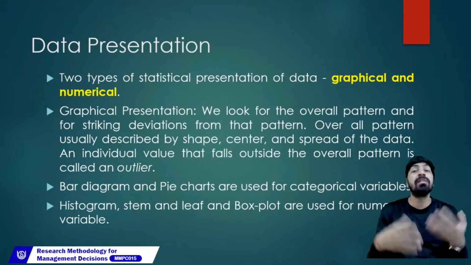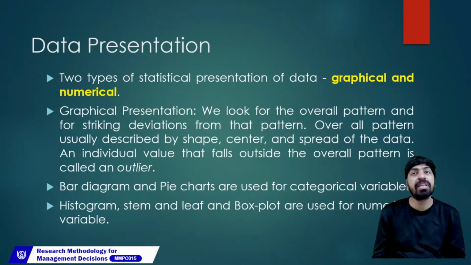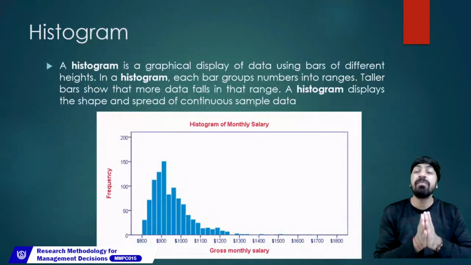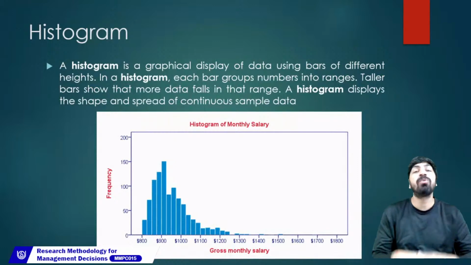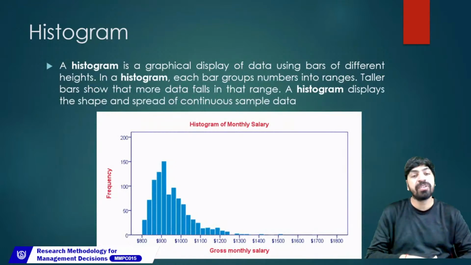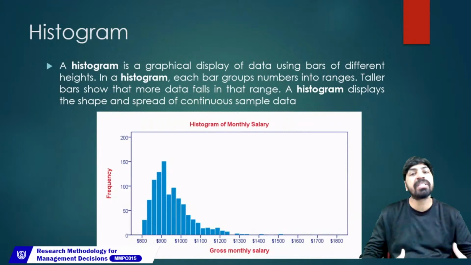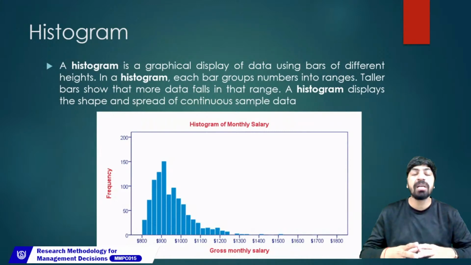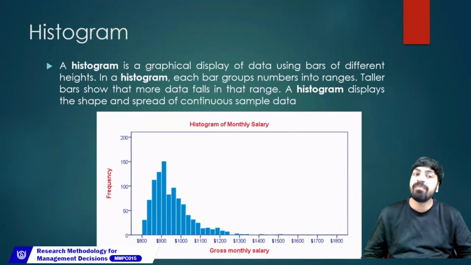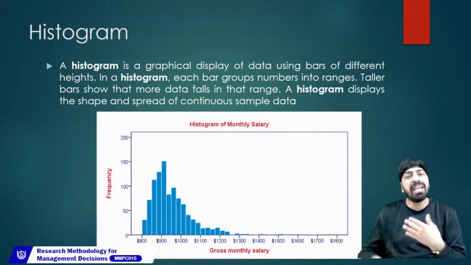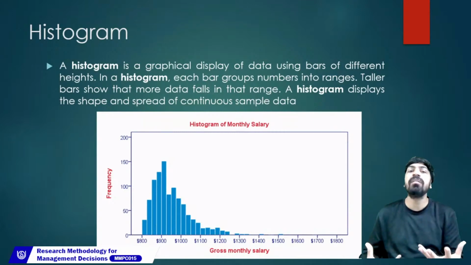Bar diagrams also have various types of categories, such as subdivided bar diagrams, percentage bar diagrams, and so on. The most important diagram mostly used in our research is the histogram. A histogram is a graphical representation of data using bars of different variables, whether it is height or weight, and it depends upon the height of the bars.